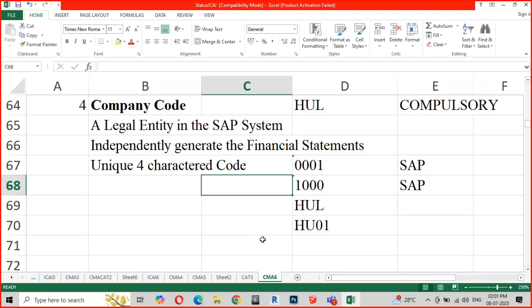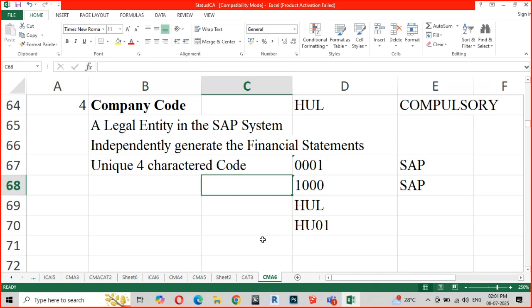Just before lunch, we tried to understand the company code in a much better way. So it is a legal component. It independently generates all the financial information. Perfect. Now, what else about the company code?